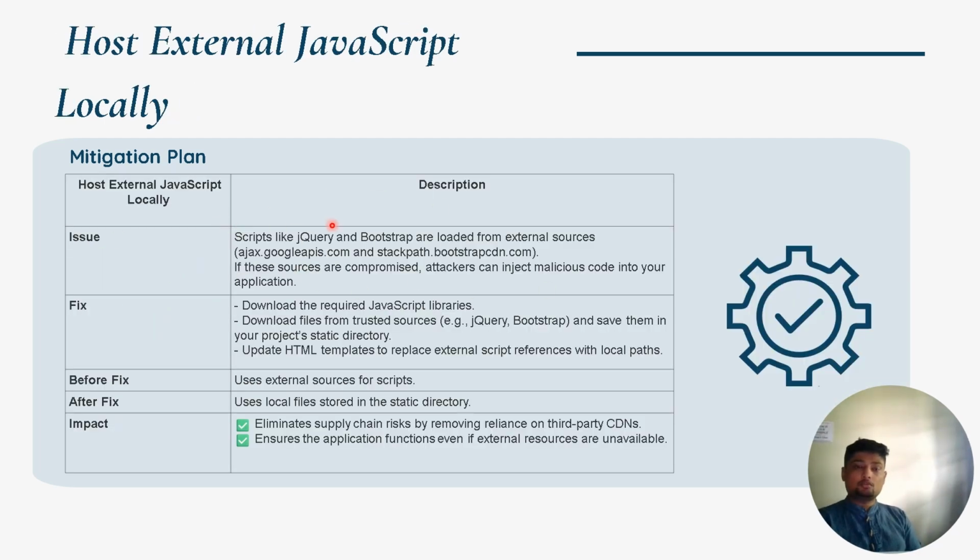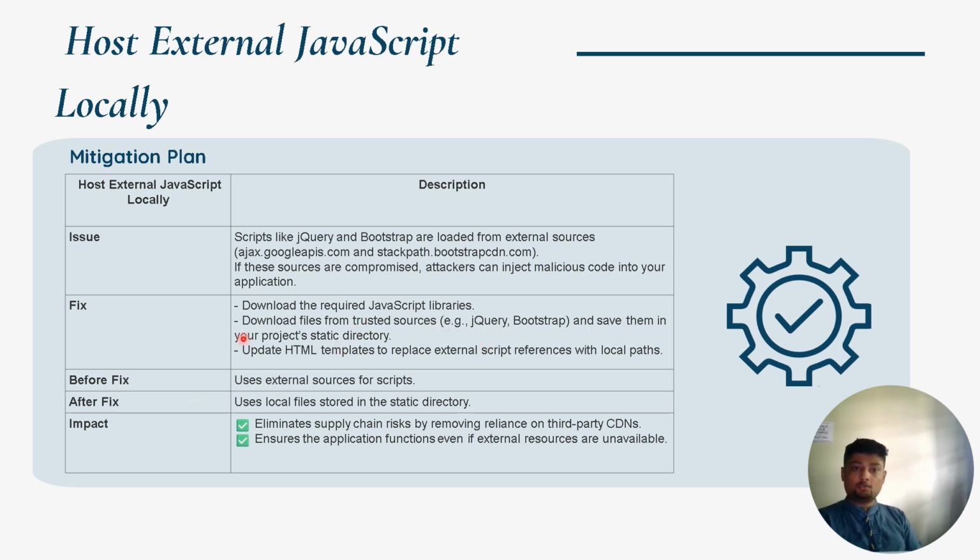Okay, so as I have mentioned before, we are using external scripts like jQuery or Bootstrap for different functionality within our application, or for automatically styling our web pages, right? So if the attackers compromise those scripts, then they can inject malicious code within our application. That will hamper our application, and it will be a huge risk for us.